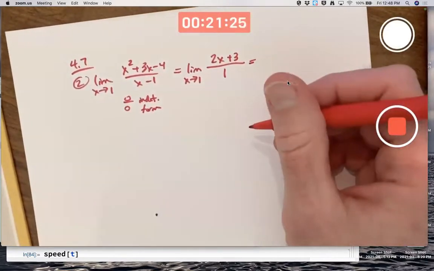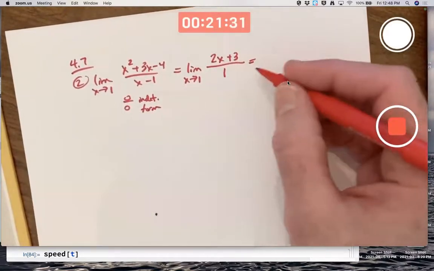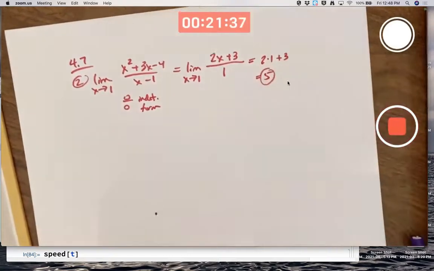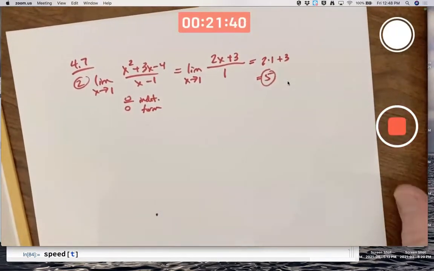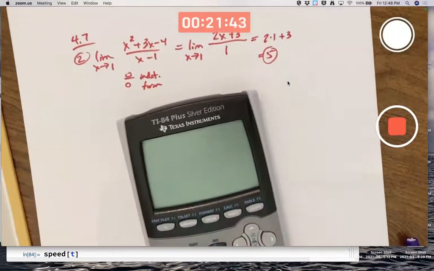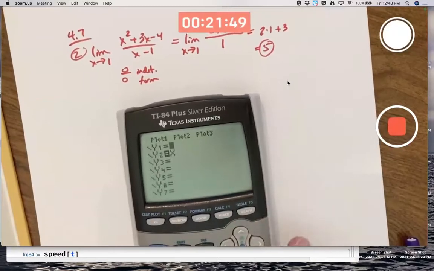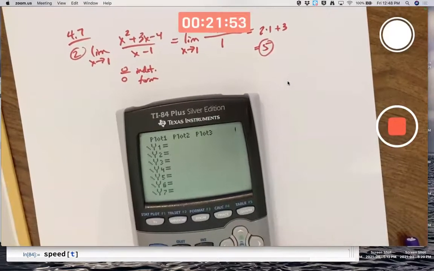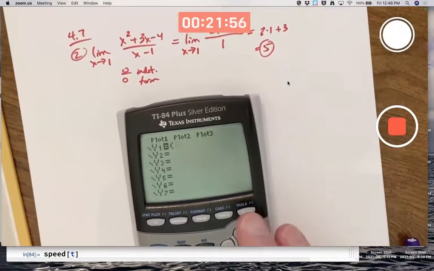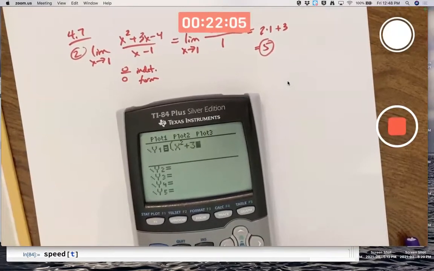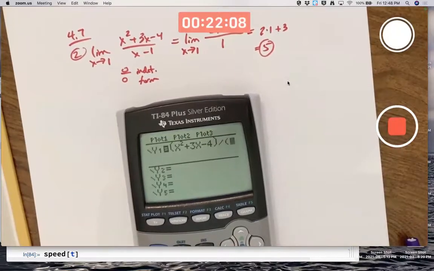But now that's a limit that can be computed just by substitution because it's a nice continuous function. At x equals 1, just plug in 1, get 2 times 1 plus 3 is 5. There's the answer. You could try confirming it, either by plugging numbers in or by graphing. We graph this function, x squared plus 3x minus 4 divided by x minus 1.